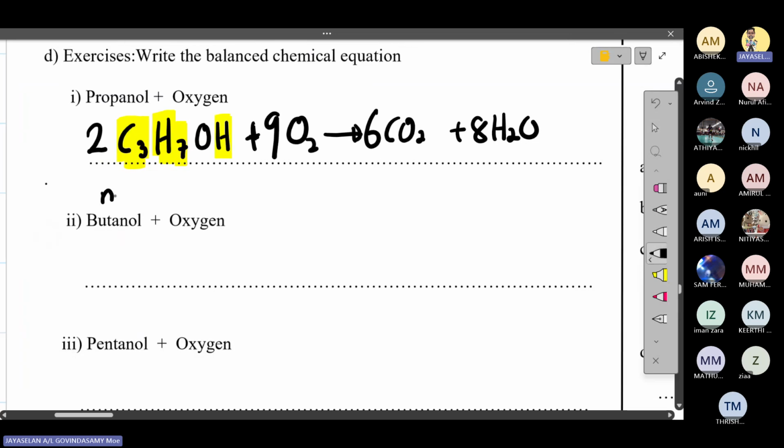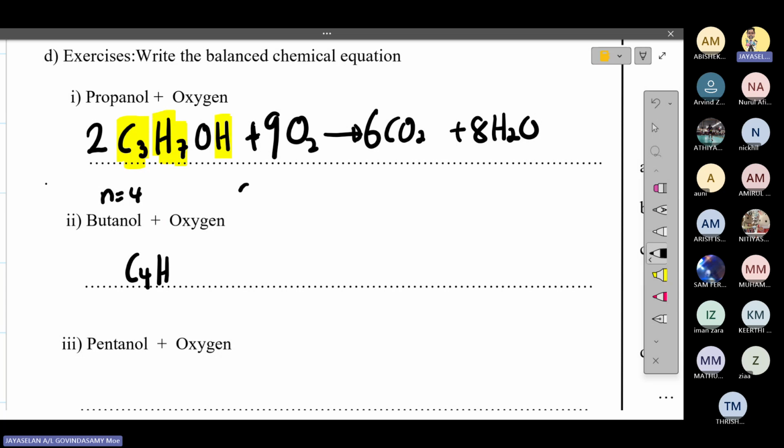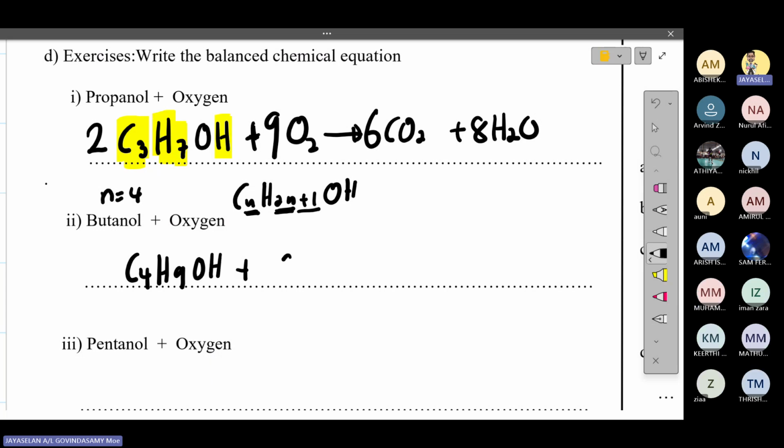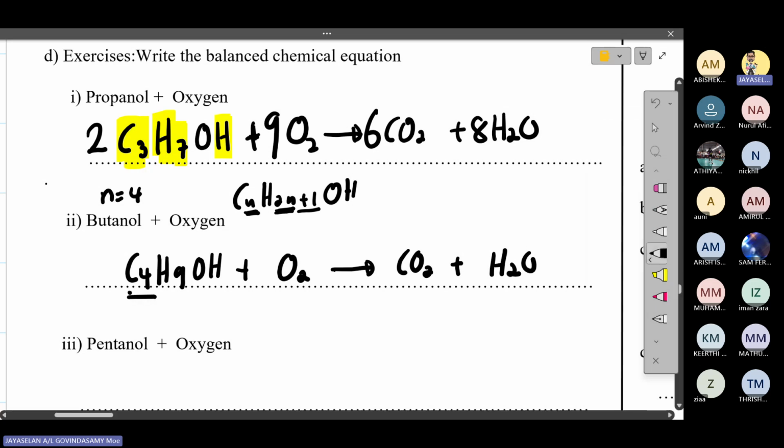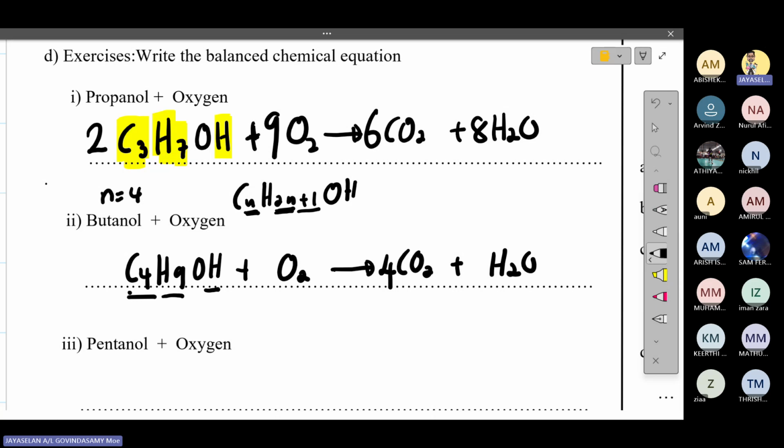Check the answer. Butanol, n is 4. C4H will be, if you don't know how, CnH2n+1OH applies here. C4H9OH burns in the presence of oxygen. You will get carbon dioxide plus water. Balance carbon first. How many carbons here? 4, right? So you put 4. Hydrogen 9 plus 1, 10, right? 5 times 2, 10.